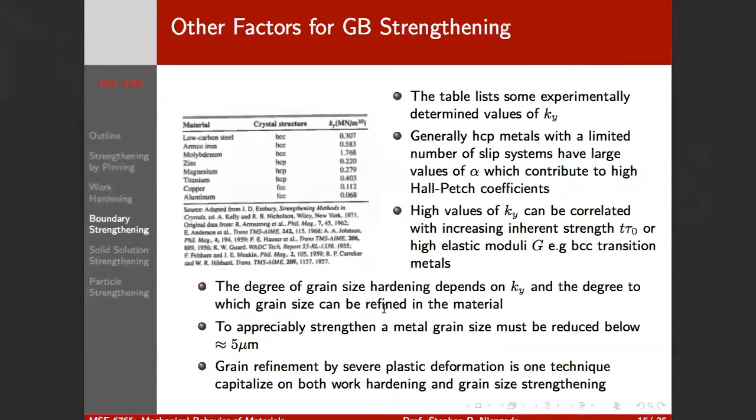Right? And we see a very strong, we see big differences in the Hall-Petch coefficient. The amount of the grain size affects the yield strength. Right? BCC tends to have a much stronger Hall-Petch than FCC, and HCP is also much stronger than FCC.